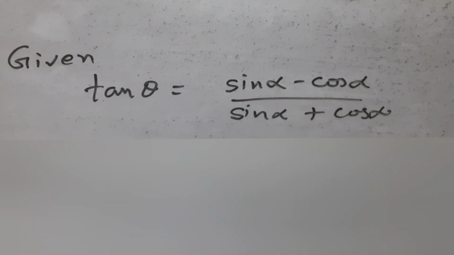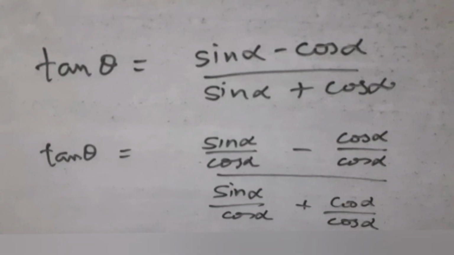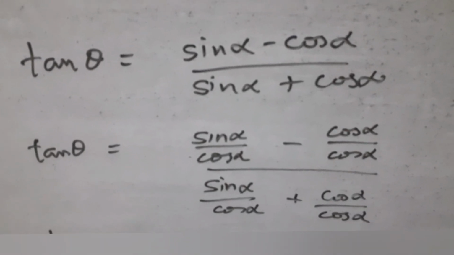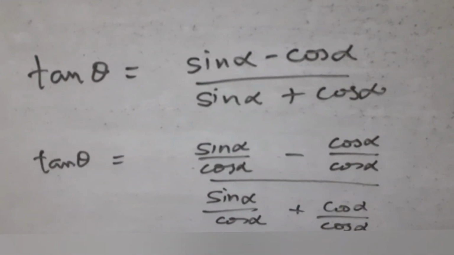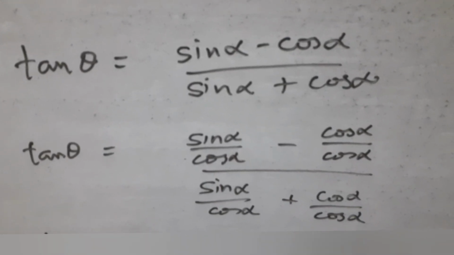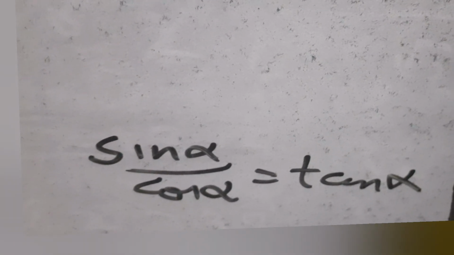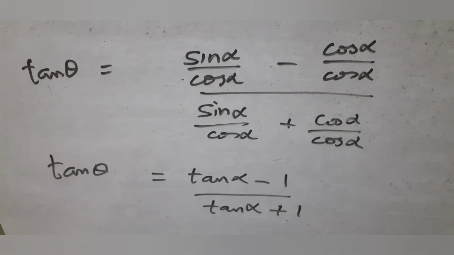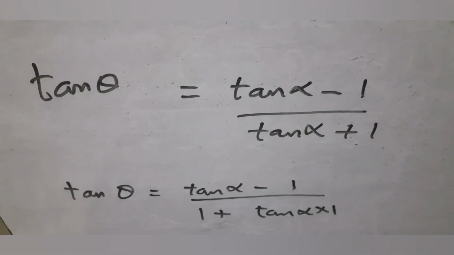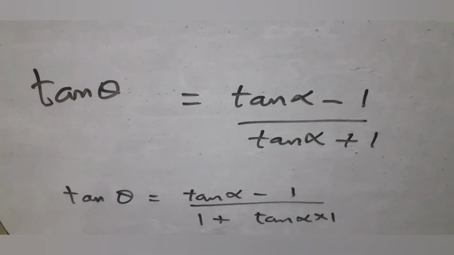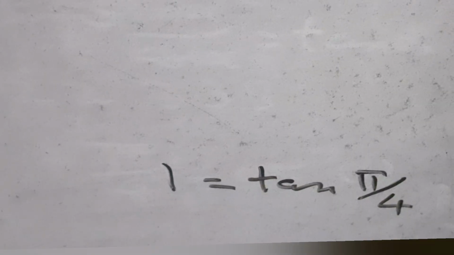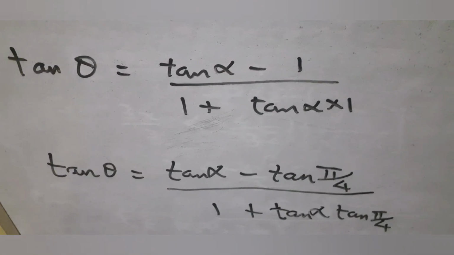We will try to express the RHS in terms of tan alpha. So divide each term with cos alpha to get tan alpha minus 1, the whole divided by tan alpha plus 1. Keeping in mind the formula for tan of x minus y, we selectively replace some ones with tan pi by 4.